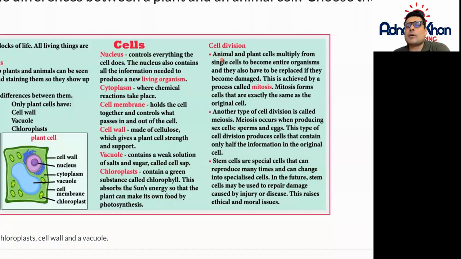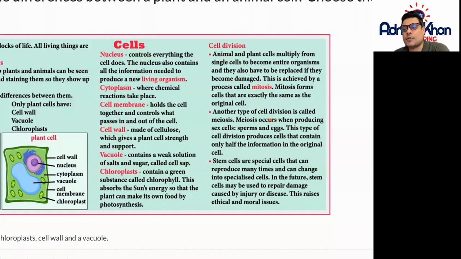What's cell division? Well, animal and plant cells multiply from cells to become entire organisms, and they also have to be replaced if they become damaged. This is achieved by a process called mitosis. Mitosis forms cells that are exactly the same as the original cell.